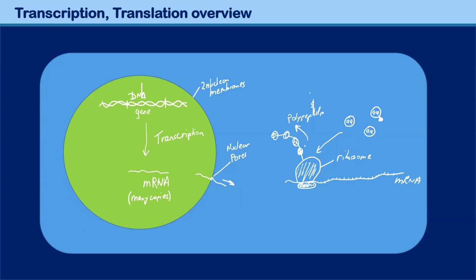Okay, that's the polypeptide chain. So in other words, the ribosome uses the information on the mRNA to attach the correct amino acids together over here.